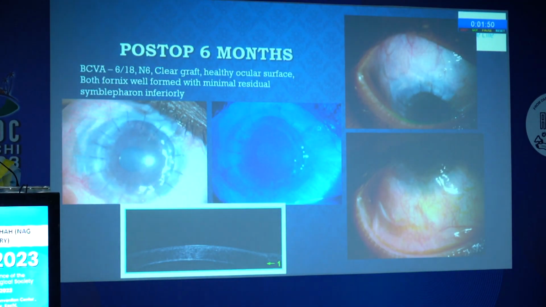So that's her post-op 6 months. Best corrected visual acuity improved to 6/18, N6. The surface was also well maintained, and the superior fornix was very well formed. Some residual symblepharon is still involving the inferior fornix, and you can see a very good surface on the anterior segment OCT.